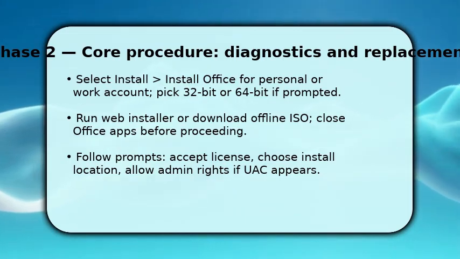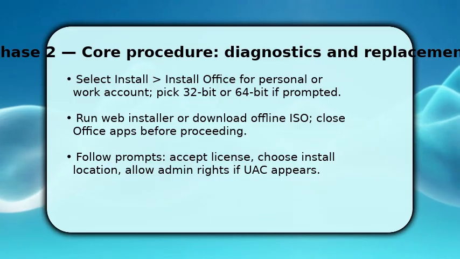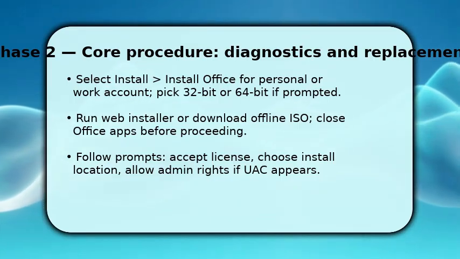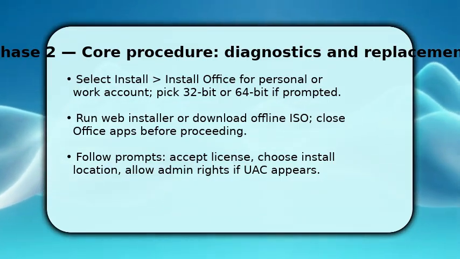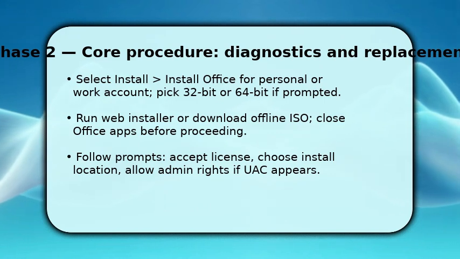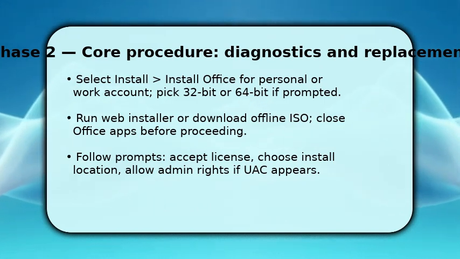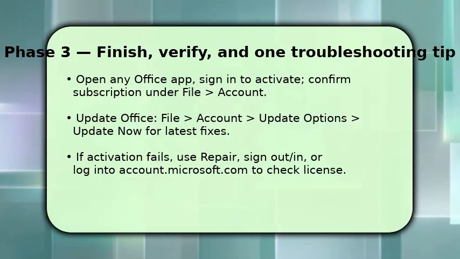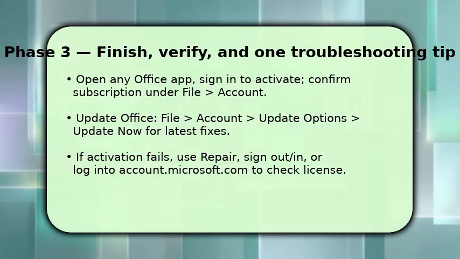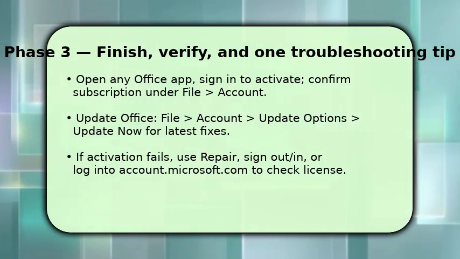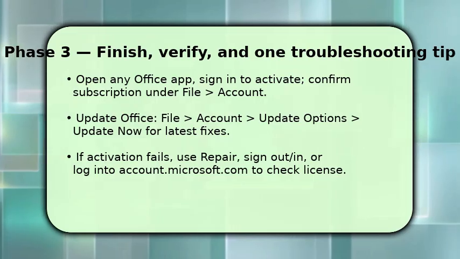Close all Office apps, grant admin permissions when User Account Control asks, and let the installer complete. After progress hits 100%, sign in to activate and sync settings. Open Word or Excel and sign in with the same Microsoft account to activate. Check File, Account to confirm subscription and version.